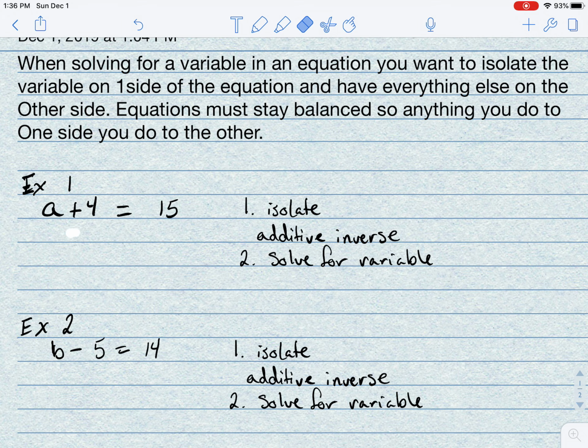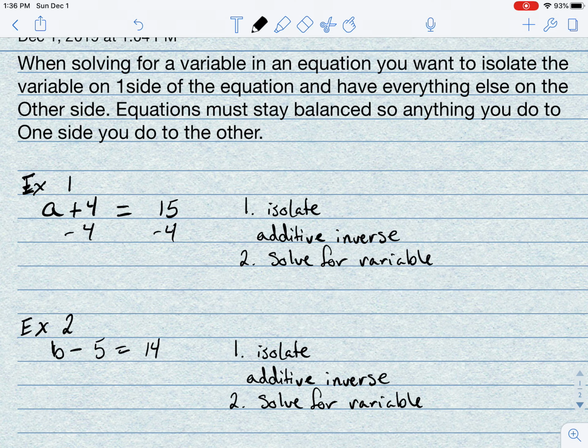We're going to subtract 4. And so subtracting 4 is going to be the additive inverse of 4. And when you take 4 minus 4, you get 0. And then the identity property of addition just states that anything plus 0 is just itself. So we get a plus 0 equals a.